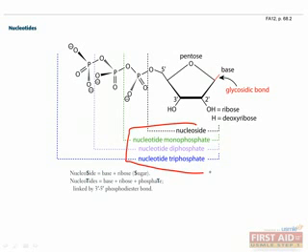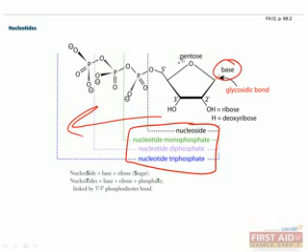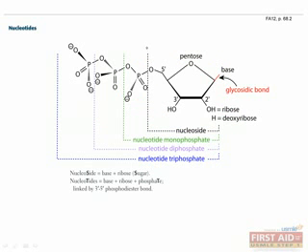One last thing I want to cover here is nomenclature. We've already discussed the names of the bases, but nucleotides are much more than just bases. They also need to have a sugar, which could be ribose or deoxyribose, and a phosphate. If you have just a base and a sugar, that's called a nucleoside.